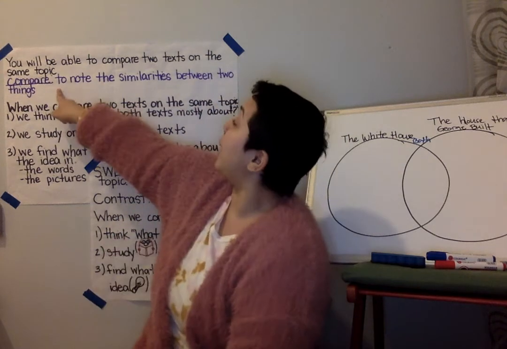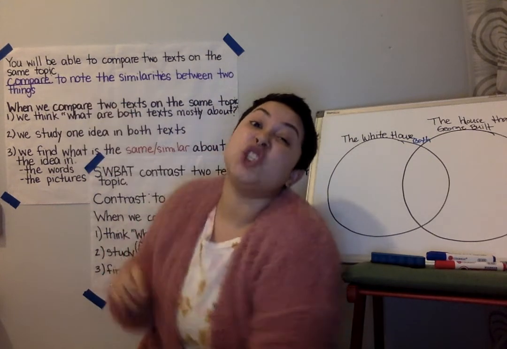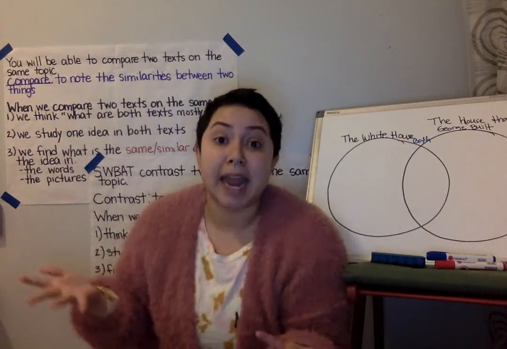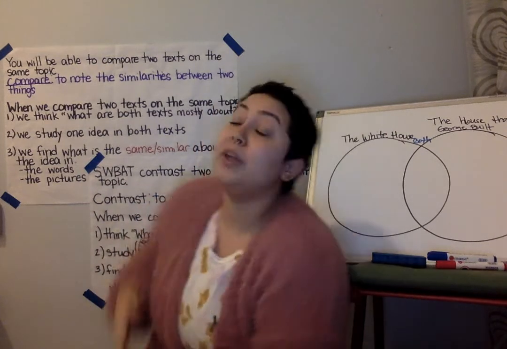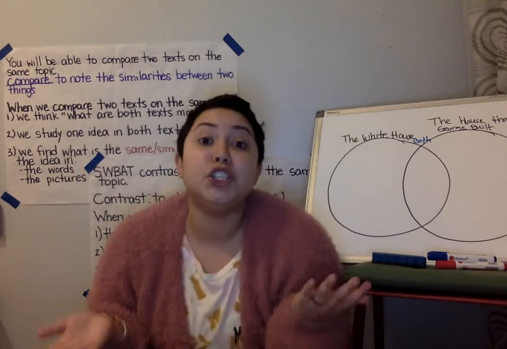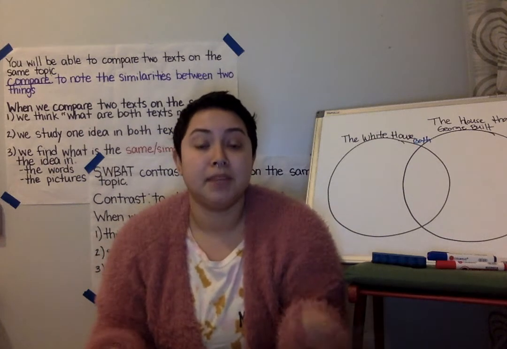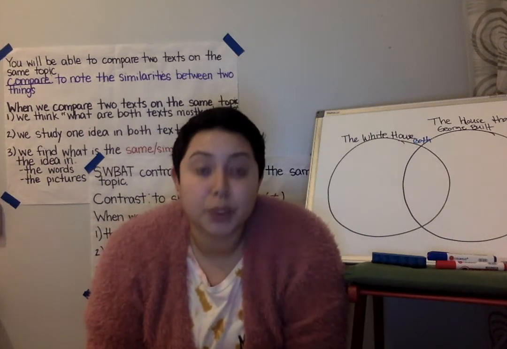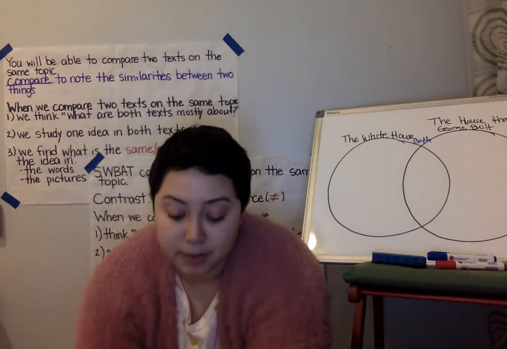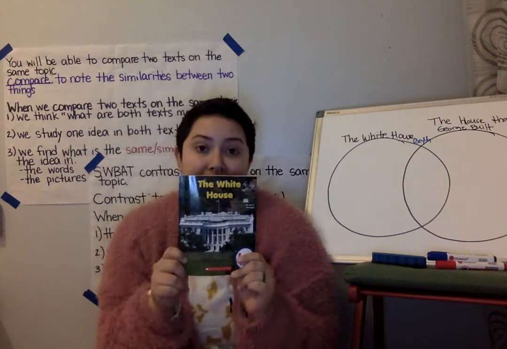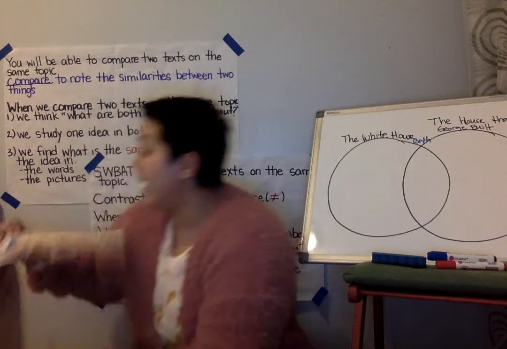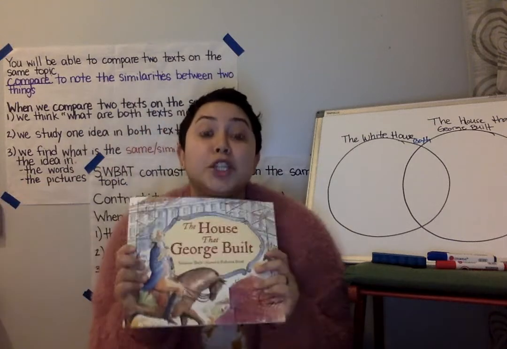Now, when we compare, we talk about the way that things are similar or the same. And when we contrast, we show the differences between two things. The differences are how they're not the same. Now, what we're going to do is look closely at The White House by Lisa Harrington and The House That George Built.